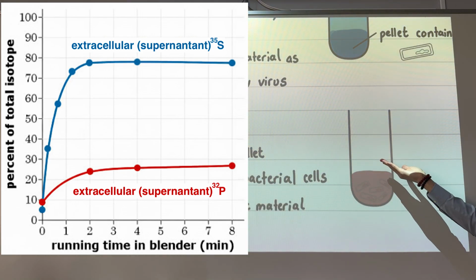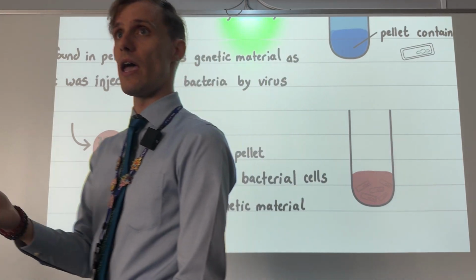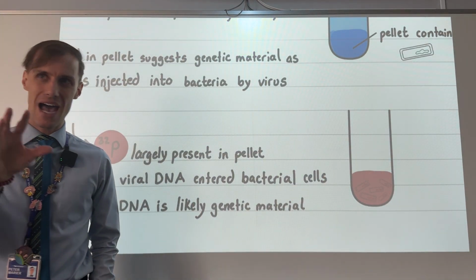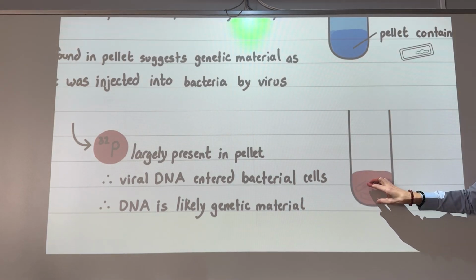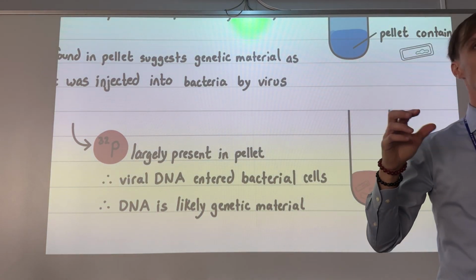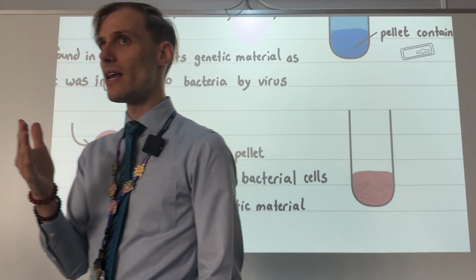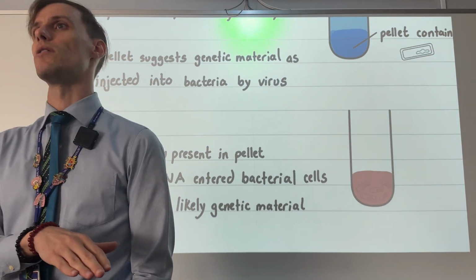Some was still found in the supernatant because it's possible that some DNA remained in bacteriophages, and maybe not all of the bacteriophages successfully infected, but the vast majority of the radioactive phosphorus was found in the pellet. So what this experiment conclusively was able to show is that DNA, not proteins, is the genetic material.